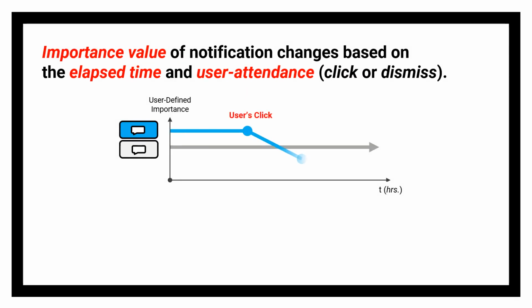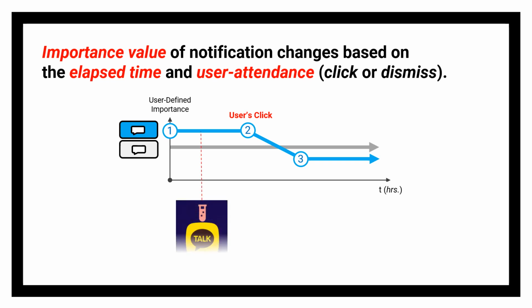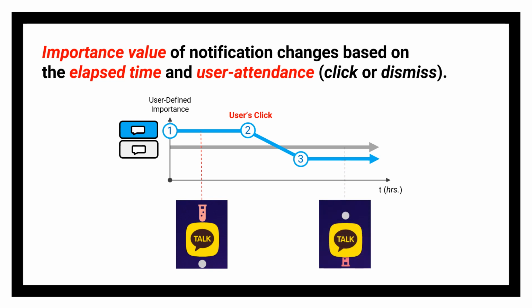People can define how the importance of the notification should change over time, before and after they attend it, with click or dismiss. They can set three values: initial importance when posted, target importance until attendance, and final saturation importance. The change of importance eventually affects the order of graphical marks.